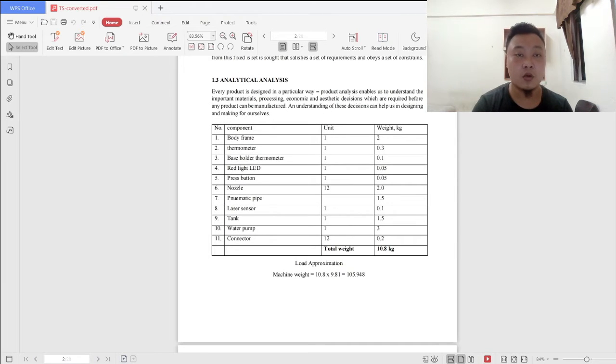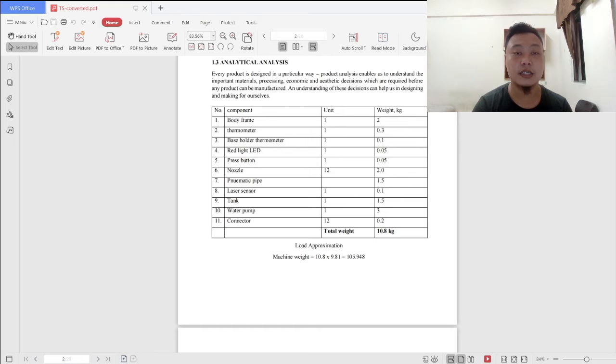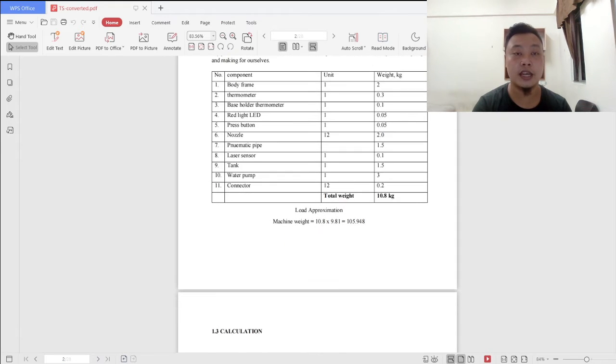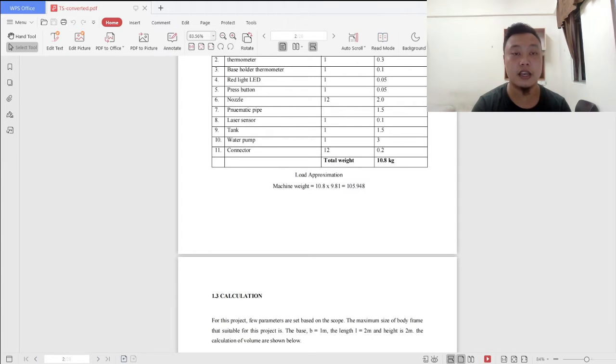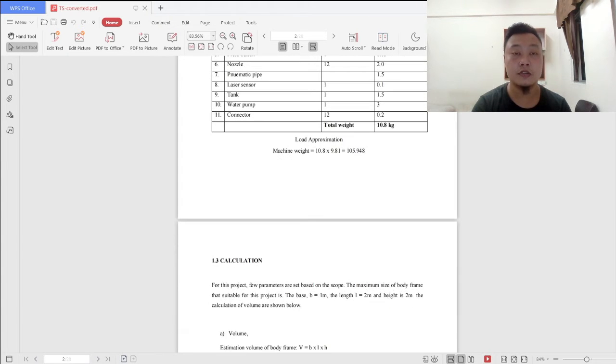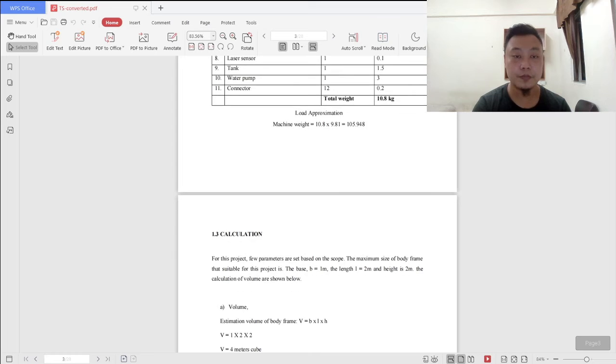So the component parts will be the body frame, thermometer, base holder thermometer, red light LED, press button, nozzle, pneumatic pipe, laser sensor, tank, water pump and connector, also the electrical part.